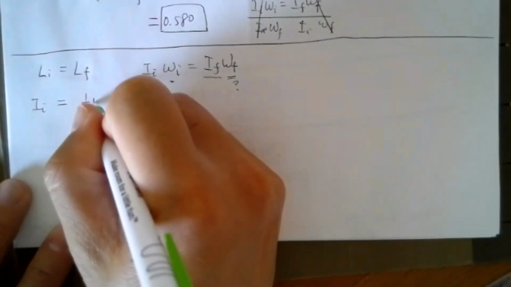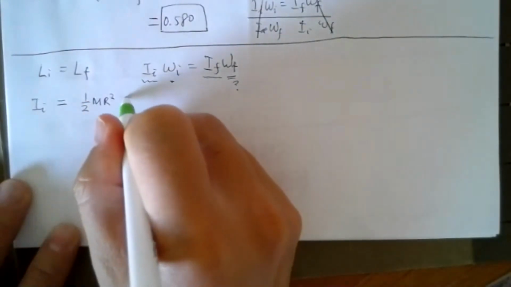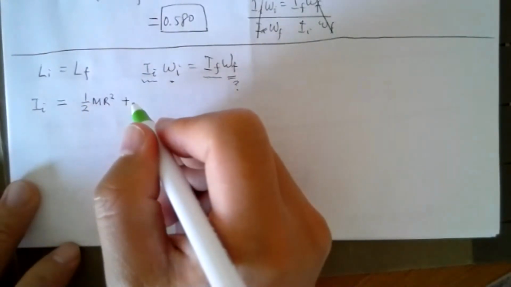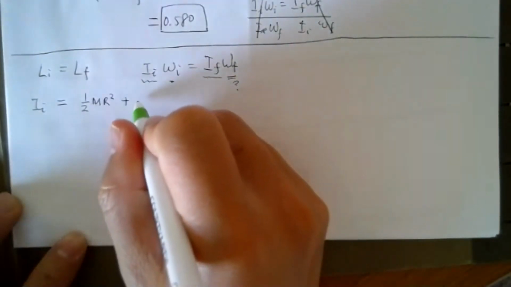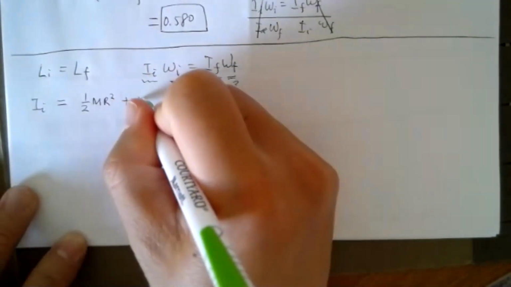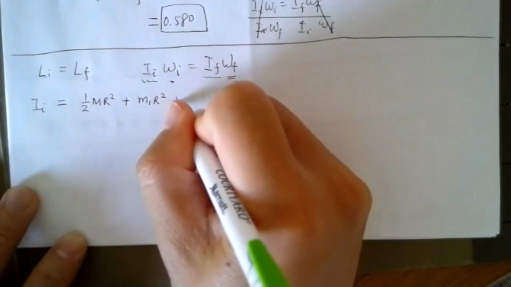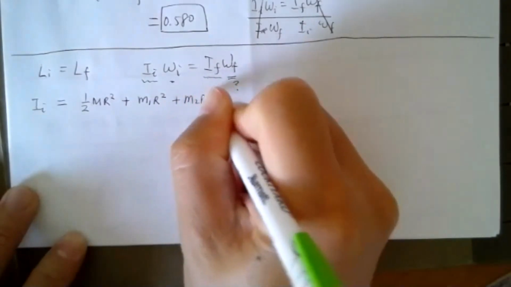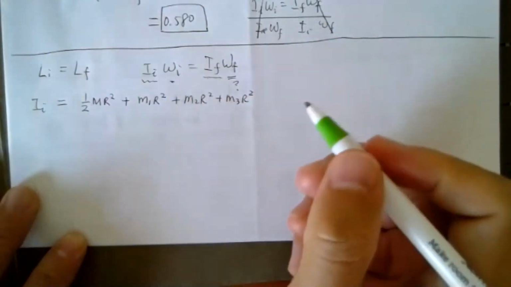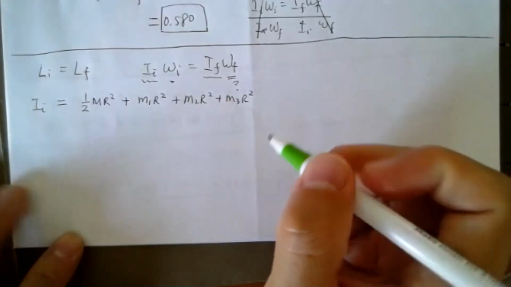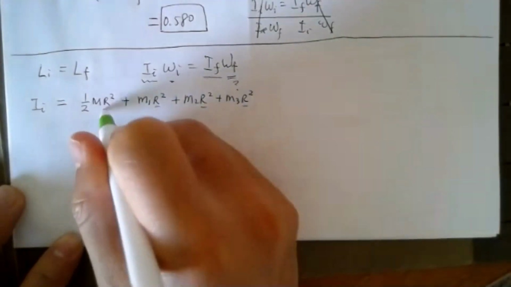Let me use the capital M times R square. It's a uniform disk plus the moment of inertia for each of the children. We can treat the children as point masses, so there will be M1 R square because they are sitting on the edge, M2 R square, and then M3 R square. So you can actually single out the R squares and then combine the rest together.